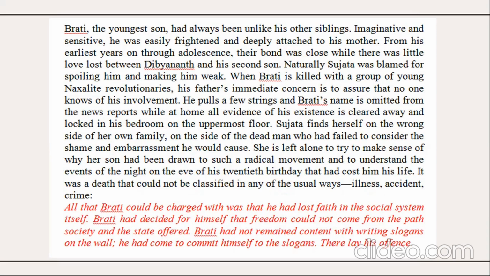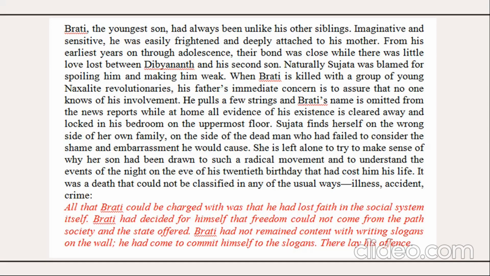When Brati is killed with a group of young Naxalite revolutionaries, his father's immediate concern is to ensure that no one knows of his involvement. He pulls a few strings and Brati's name is omitted from the news reports, while at home all evidence of his existence is cleared away and locked in his bedroom on the uppermost floor. Sujata finds herself on the wrong side of her own family, on the side of the dead man who had failed to consider the shame and embarrassment he would cause.